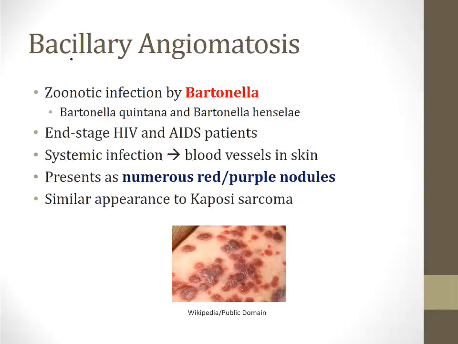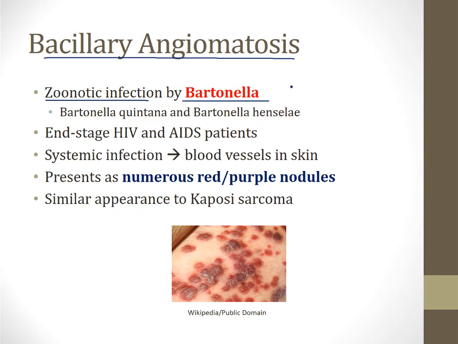Moving on, let's talk about bacillary angiomatosis. This is a zoonotic infection caused by the bacteria Bartonella, and I talk about this in more detail in the ID section in the video on zoonotic infections. A zoonotic infection is an infection that is transmitted to humans from another species. In the case of Bartonella, it usually comes from lice or cats.